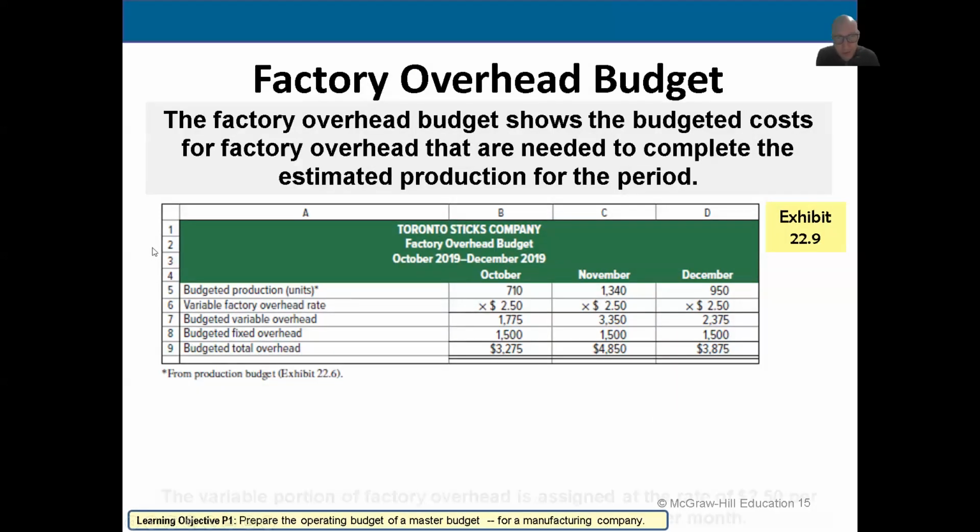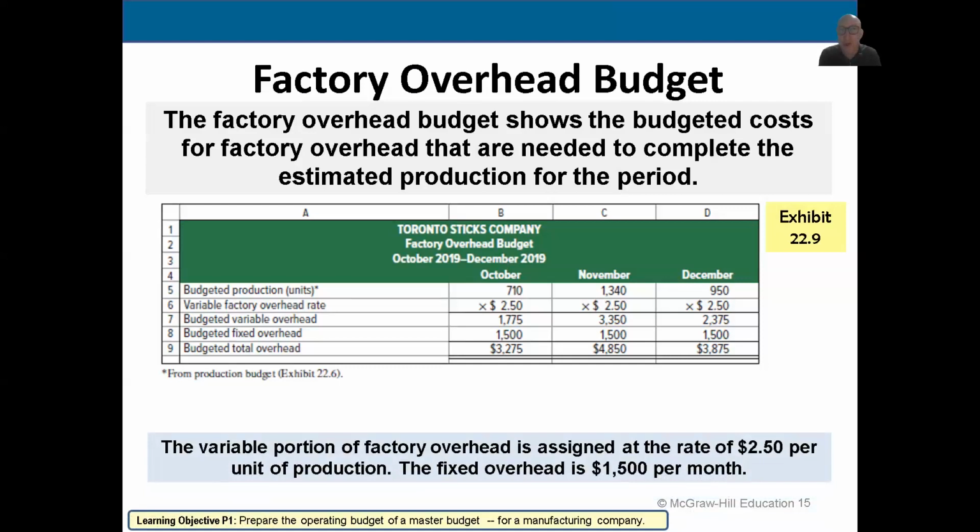For factory overhead, this is usually done by the predetermined factory overhead rate that we talked about a couple weeks ago. In this example, it's $2.50 per unit. So we take the number of units times the variable factory overhead rate, which equals the budgeted variable overhead, plus the fixed overhead, which gives me the budgeted total overhead for the month. Do that for every single month.